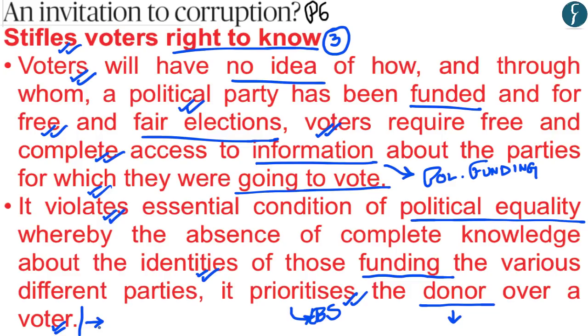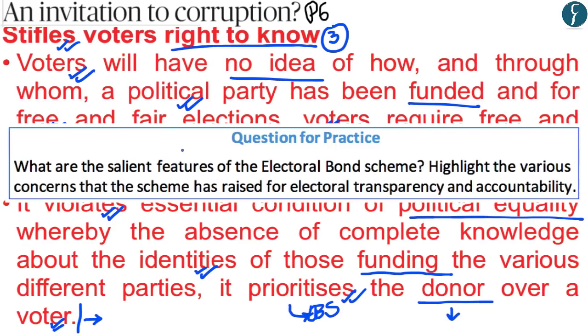So now hopefully you have understood the main critiques given by the author with regards to the electoral bond scheme. Now the main question for your practice is: what are the salient features of the electoral bond scheme? Highlight the various concerns that the scheme has raised for electoral transparency and accountability, wherein both the sections that have been explained would allow you to answer this question.